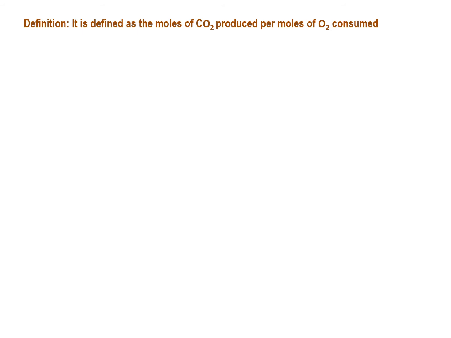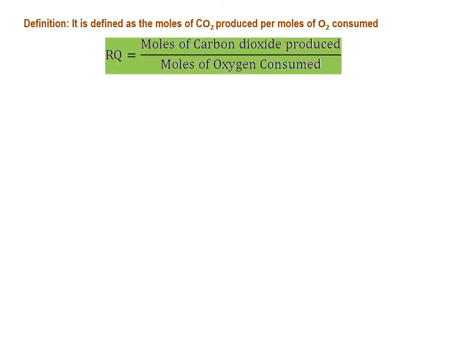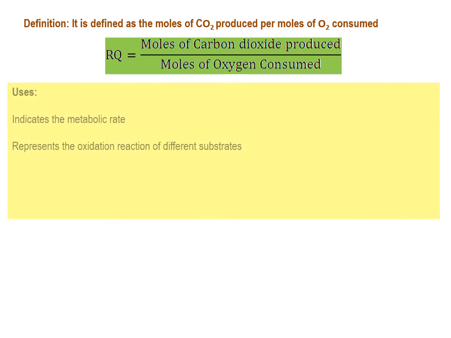The definition of respiratory quotient. It is defined as the moles of carbon dioxide produced per moles of oxygen consumed. The formula to calculate respiratory quotient is RQ is equal to moles of carbon dioxide produced divided by moles of oxygen consumed. And we will look into the uses of respiratory quotient.